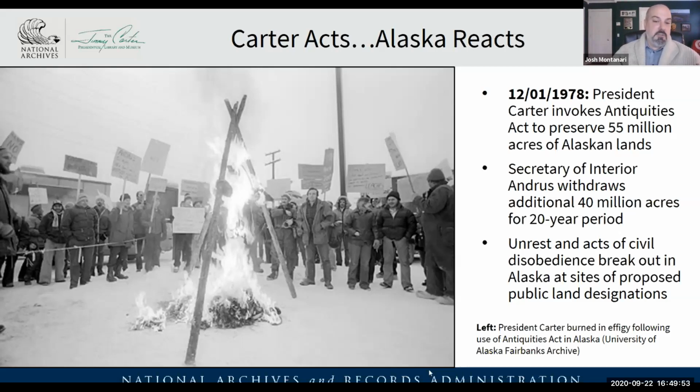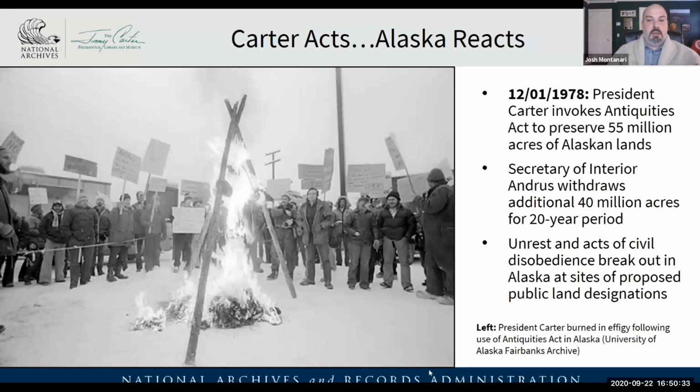Naturally, unrest and acts of civil disobedience, like the one we see here pictured, break out in areas near these new public land designations. In case you can't make it out, in the middle of that fire is a representation of Jimmy Carter. In fact, he commented that at the Alaska State Fair, they would often have a dunking booth where you would throw at a target to either have someone dressed as the Ayatollah or someone dressed as himself fall into the water. He was told most people aimed for him to be dunked as opposed to the Ayatollah.